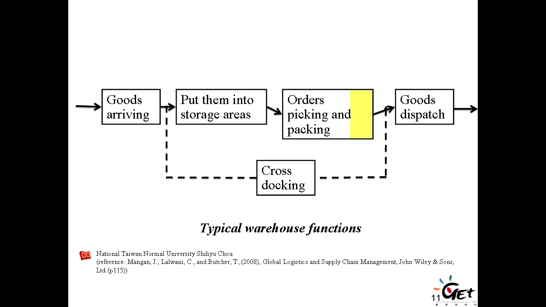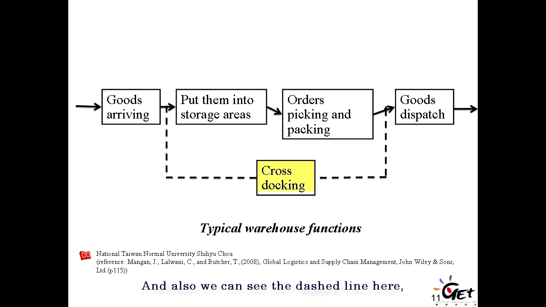And then, again, you have to move these already picked and packed items to the dispatch areas, and arrange delivery and transportation, and tell the drivers where to send these goods. This is the last part of the warehouse function group. So these are four typical functions performed in the warehouse.